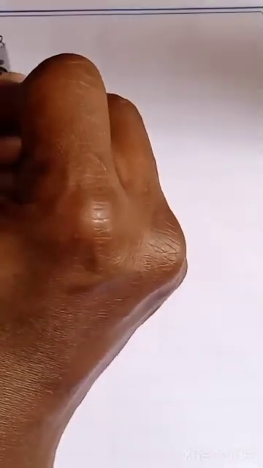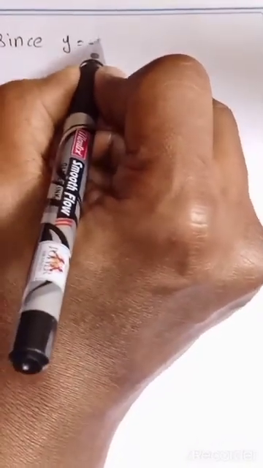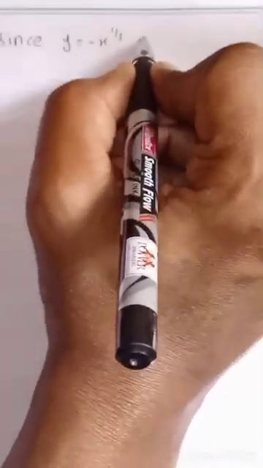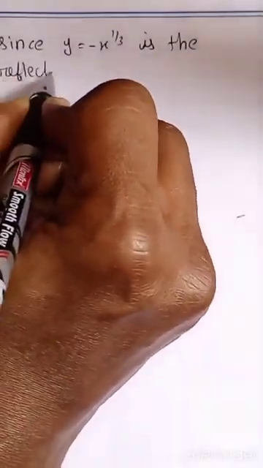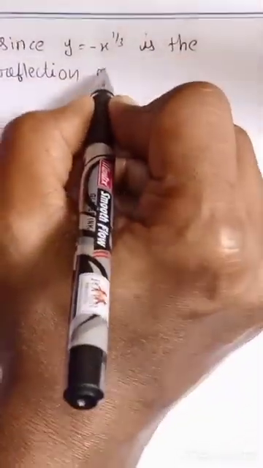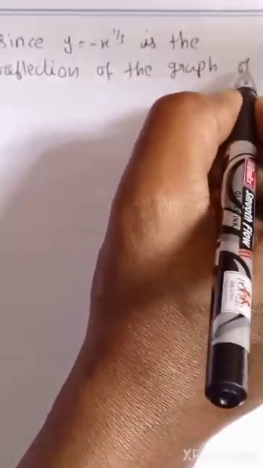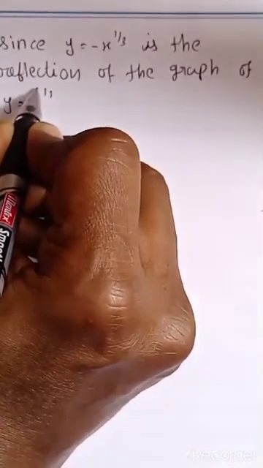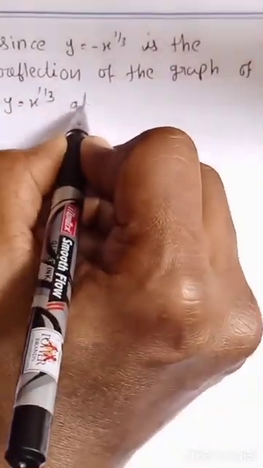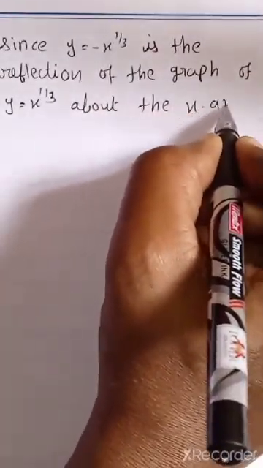So how can we write here? Since y equals minus x power 1 by 3 is the reflection of the graph of y equals x power 1 by 3 about the x-axis. Is that clear?